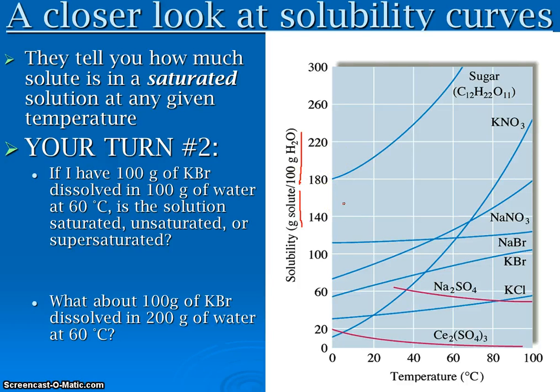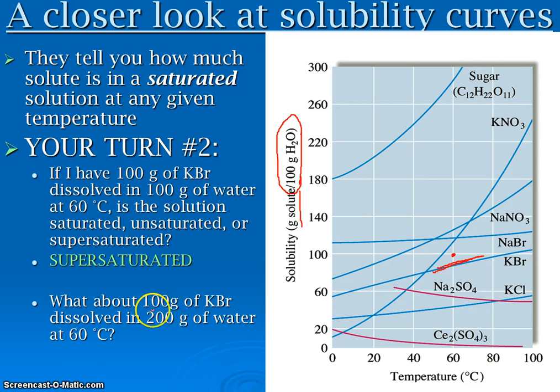First one says, if I have 100 grams of KBr dissolved in 100 grams of water at 60 degrees Celsius, what kind of solution do I have? So this graph is telling us per 100 grams of water, as it's written. So that just means I have to go to 60 degrees, 100 grams of solute. That would give me a point right here. The line for KBr is right there. If I'm above that line, that would mean I've got a supersaturated solution.